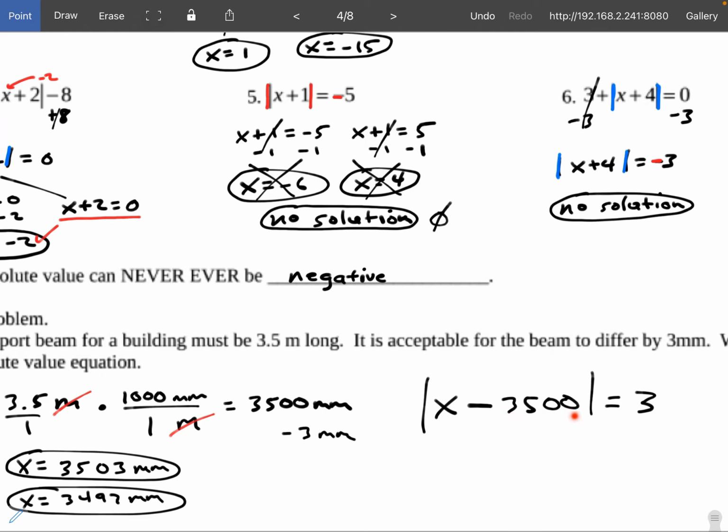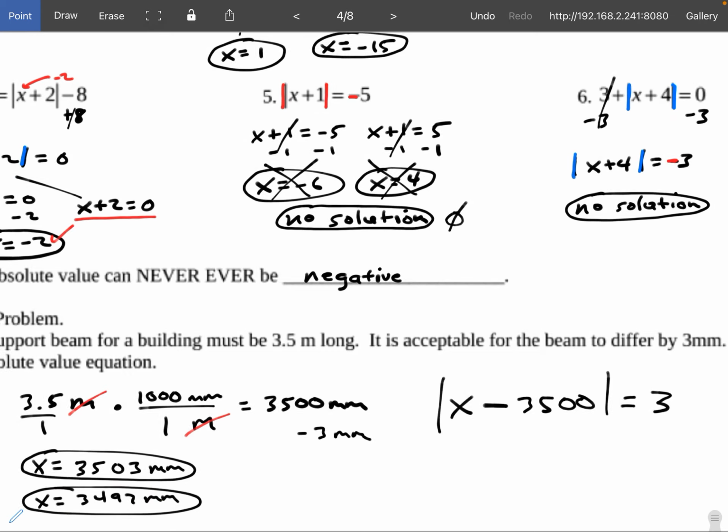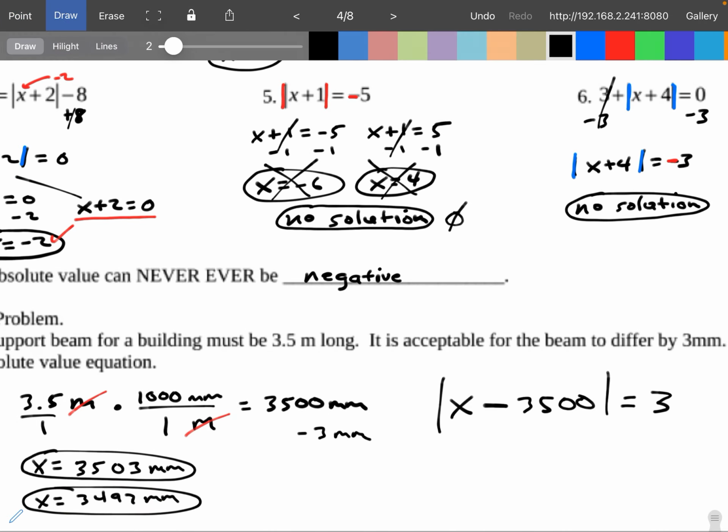So let me see if I can say that again without messing it up. So this would be the length of your beam. You want the difference of that and the 3,500 millimeters that the beam is supposed to be. You want the absolute value of that difference to equal how much too long or how much too short the beam could be. So it could be 3 millimeters too long or 3 millimeters too short, and it would still fit. Now, can you see if you solve that, you're going to get these two answers over here?